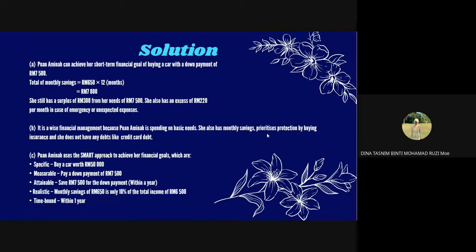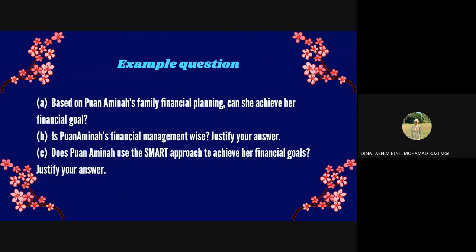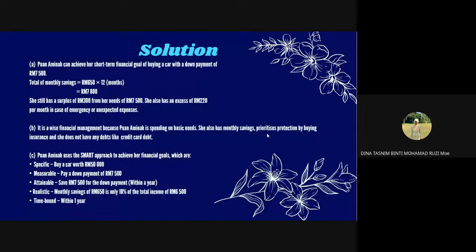B. Is Puan Aminah's financial management wise? Justify your answer. Yes, it is wise financial management because Puan Aminah is spending on basic needs. She also has monthly savings, prioritizes protection by buying insurance, and she does not have any debts like credit card debt.